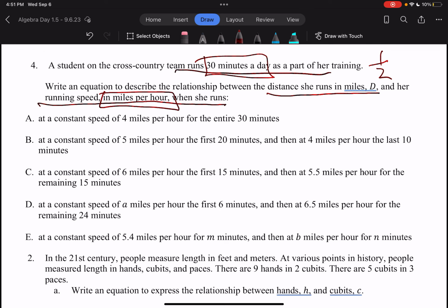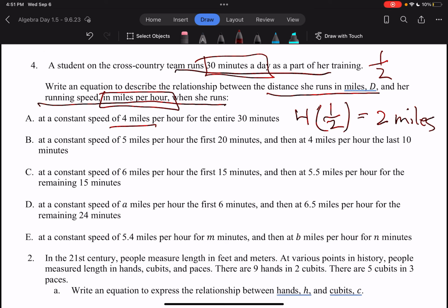So at a constant speed of 4 miles per hour means that 4 miles per hour for the entire 30 minutes, so the speed times her time, is going to give us 4 times 1/2 equals 2 miles. And that makes sense because if she can run 4 miles an hour and she only runs half an hour, then she's able to run 2 miles in half of that time.